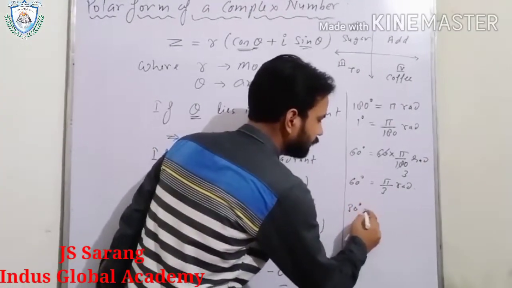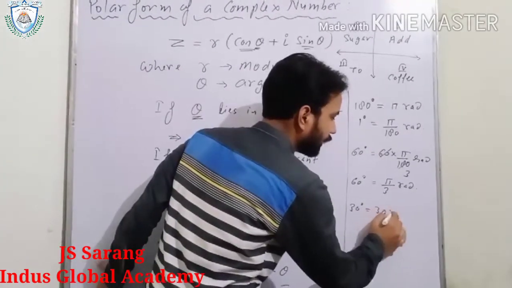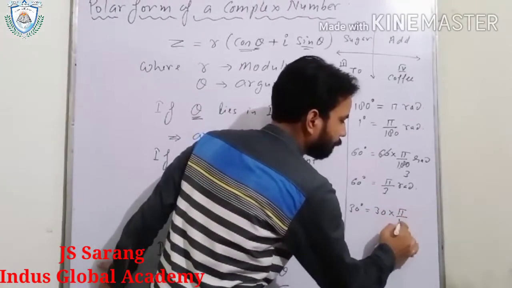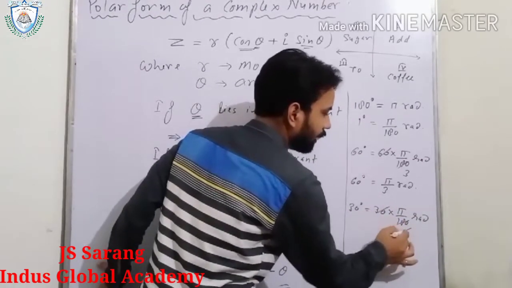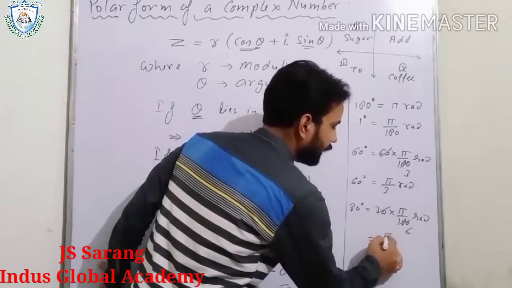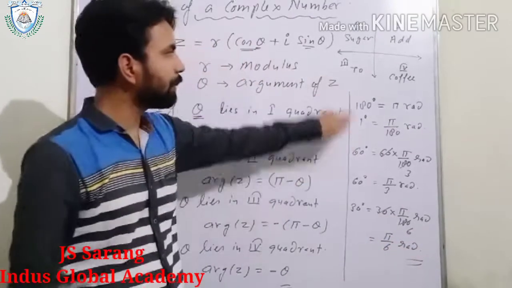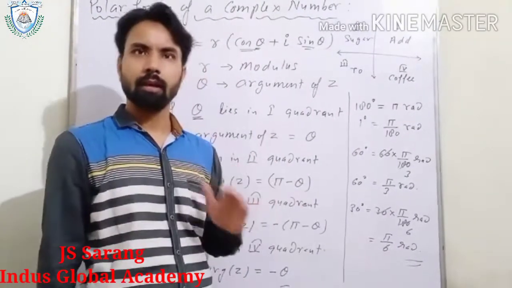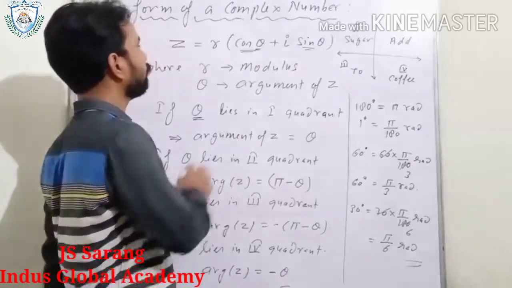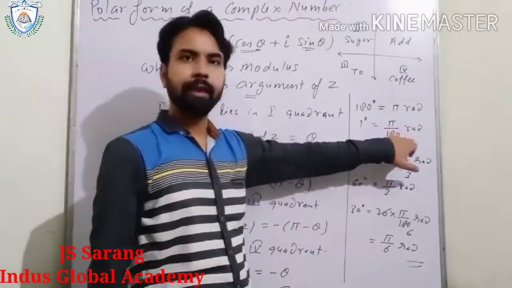For example, 30 degree. If 30 degree is there, then we want to convert it into radian. So what we will have to do? 30 multiplied by pi upon 180. Now it is in radian. So 6 times 30 is 180, so its radian measure is pi by 6. So by this method, we can convert degree measure into radian measure. Understood? So whenever we have to find the argument, the value of theta we will take in radian.